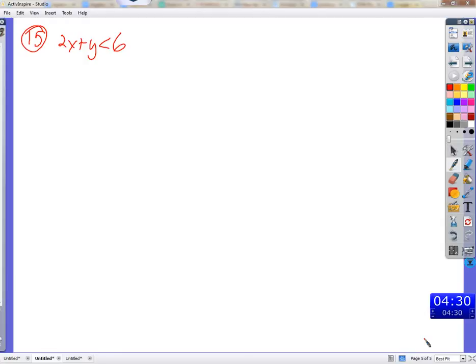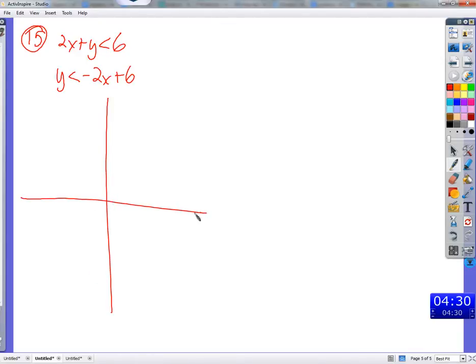Did anybody graph this line? How did you do it? Well, first I subtracted 2x to get slope intercept. Okay, so y is less than negative 2x plus 6. So if we thought of this as an equal sign, then we'd have slope-intercept form. So we can graph it that way, with the y-intercept of 6 and the slope of negative 2, so down 2 and to the right 1. And we can graph that line.